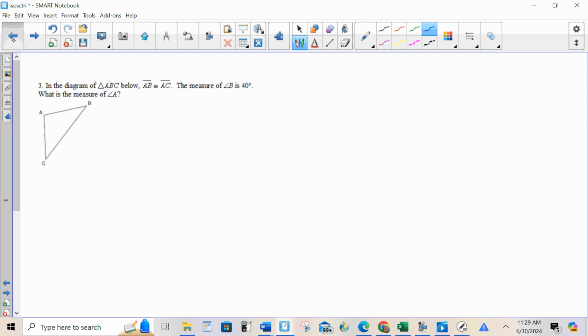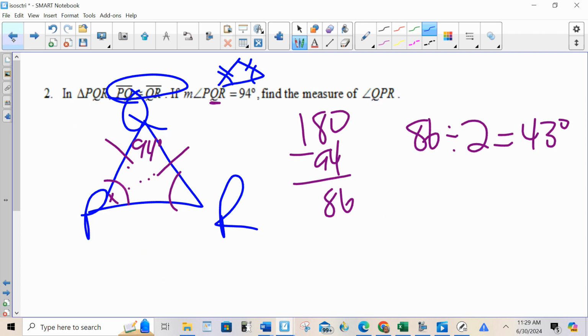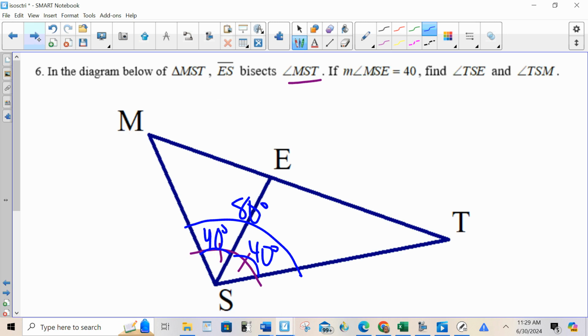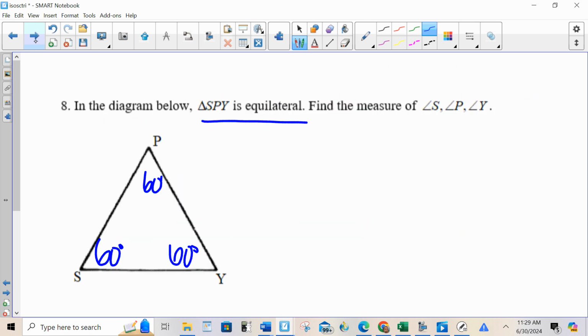In a triangle, congruent angles are opposite congruent sides. So if these sides are congruent, then these angles are congruent. If an angle is being bisected, it's being cut into two congruent angles, whatever the initial angle is, divided by 2. And finally, if a triangle is equilateral, its angles are 60, 60, 60.